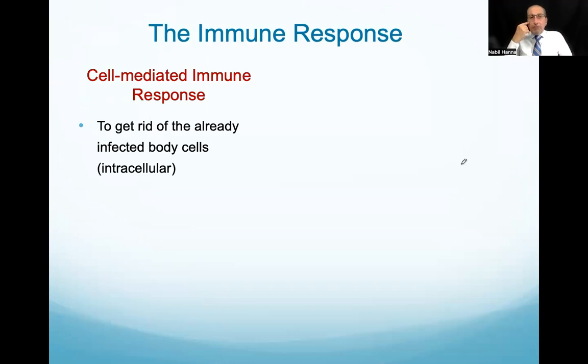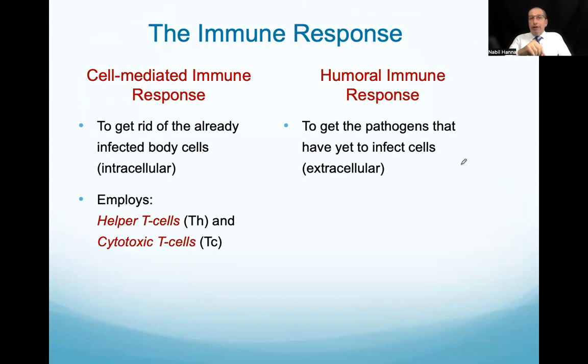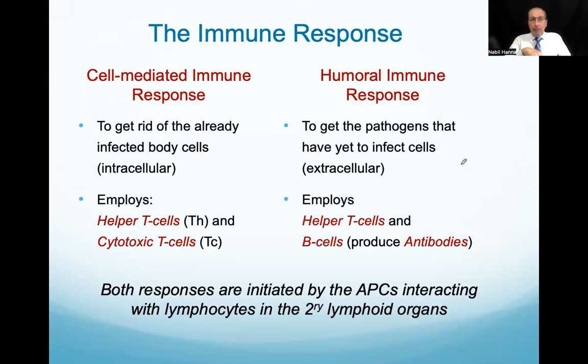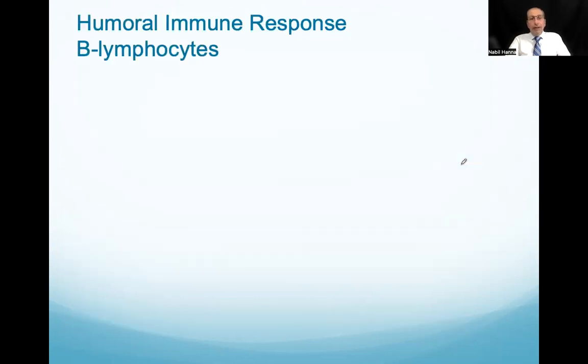And the immune response is cell-mediated, which is getting rid of the already infected cells, and this is the role of the T helper and the cytotoxic T cells, and humoral response, which is chasing the pathogens while circulating in body fluids, and that's the role of antibodies or immunoglobulins. And these are the comparison between cytotoxic T cells and helper T cells, and we have helper 1 and helper 2.